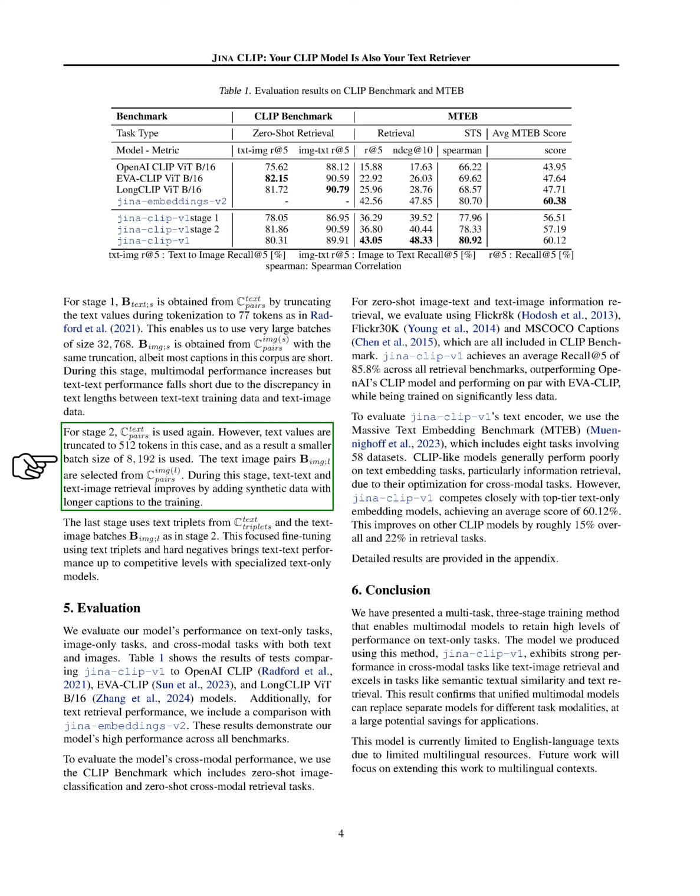For stage 1, we truncate text values to 77 tokens to enable the use of large batch sizes. In stage 2, text values are truncated to 512 tokens, and synthetic data with longer captions is added to enhance text-text and text-image retrieval. The final stage focuses on fine-tuning using text triplets and hard negatives to improve text-text performance to match specialized text-only models.